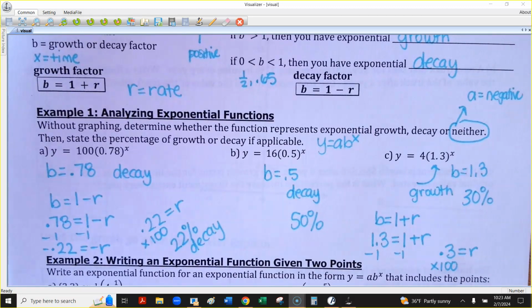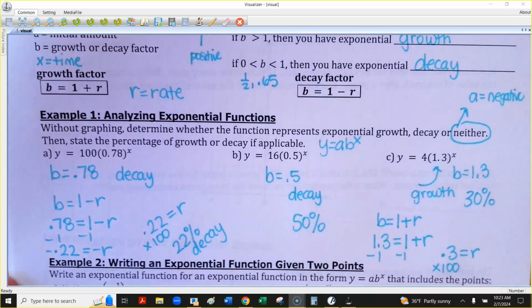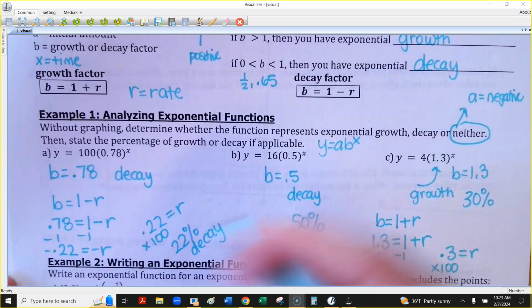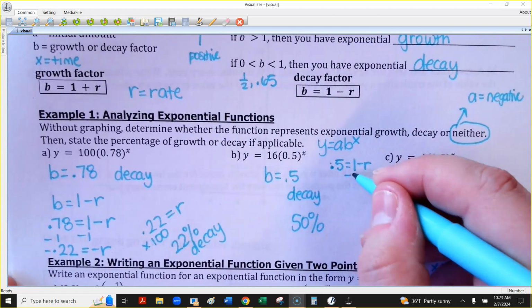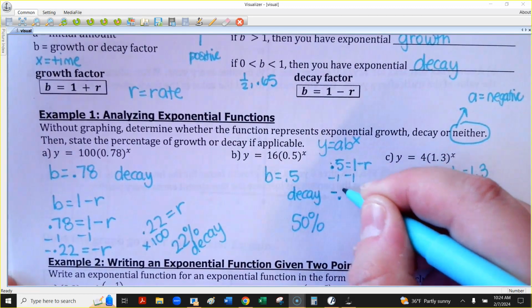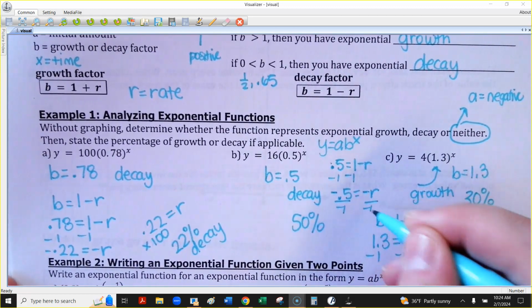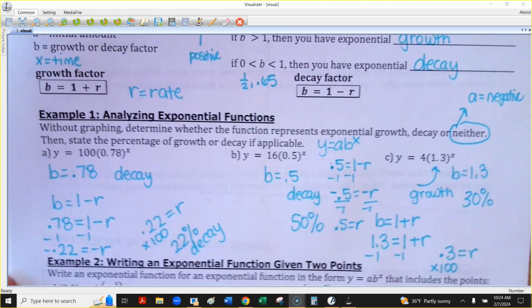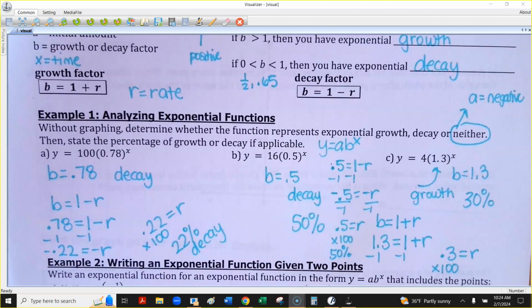Okay, so for b here, if this is 0.5, so it's between 0 and 1, a half, then it's decay. So you could do that little equation here too. 0.5 would be 1 minus the rate. If you subtracted 1 from that, you'd get negative 0.5 is negative whatever your rate is. The negatives cancel out on both sides, so 0.5 would be the rate, and just multiply that by 100, it scooches the decimal place over, so it's 50%. You just have to decide if it's growth or decay based on whether that number is bigger than 1 or between 0 and 1. Really good question. Anybody else have any questions?